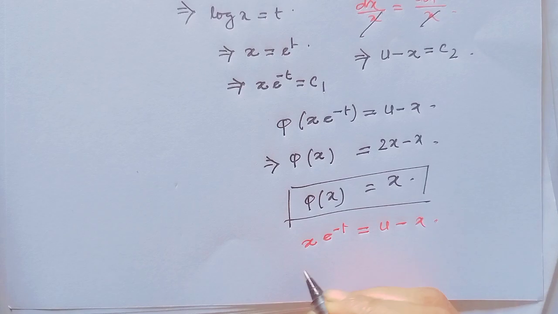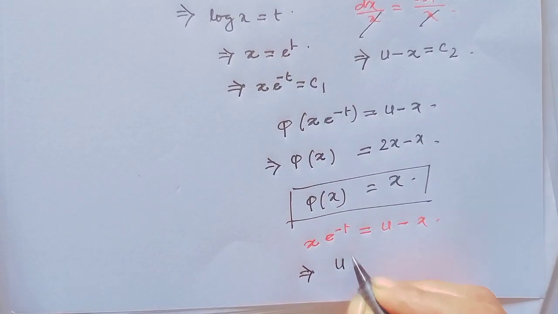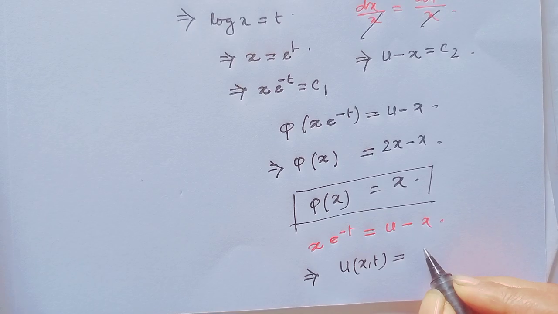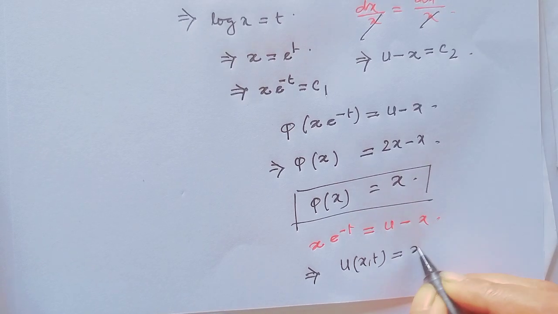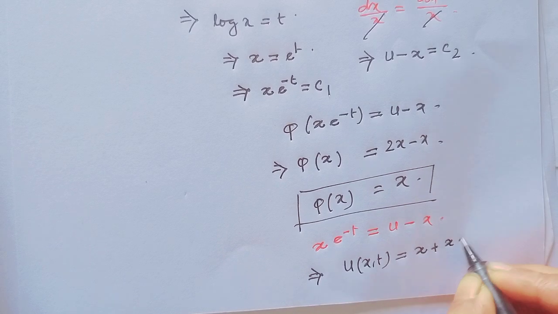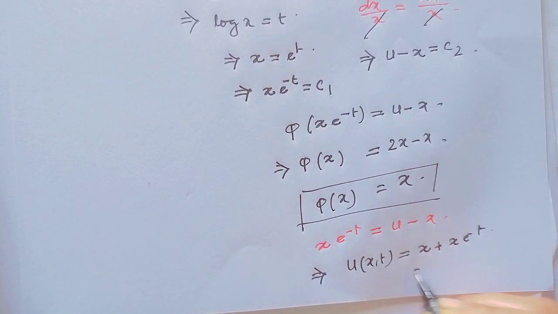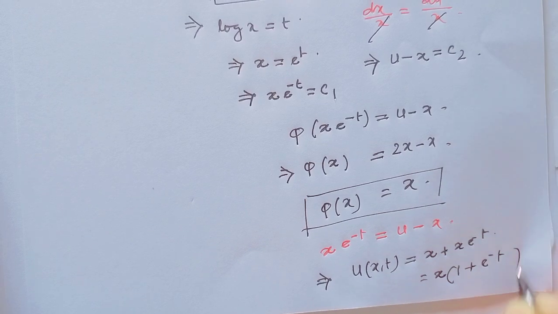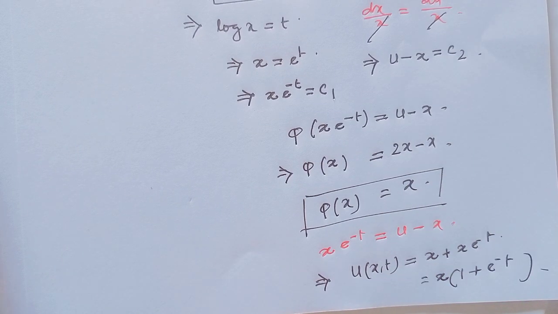And that implies u(x, t) equal to x plus x e to the power minus t. That implies x times (1 plus e to the power minus t). Okay, I hope all my viewers have understood.